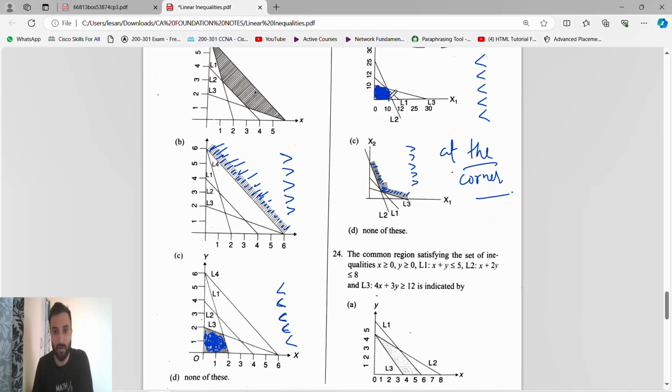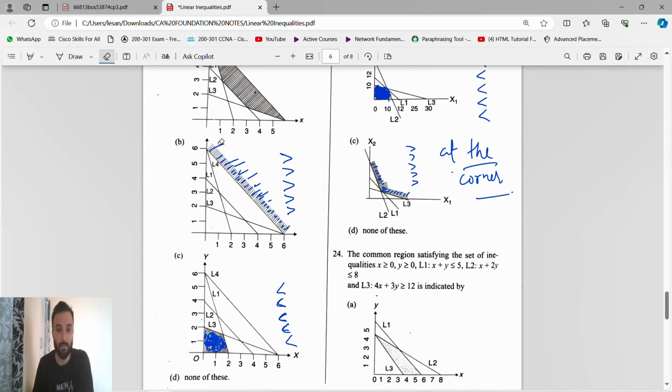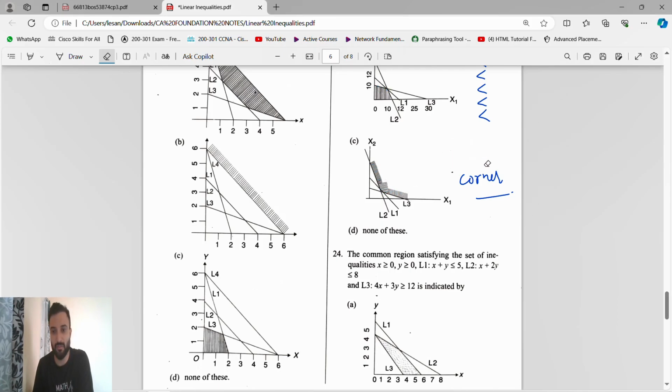See, at the corner, corner is the answer. If it is a mixed symbol, then we have to check. If it is mixed, we will be able to find whether it is going up or down. Like that, with greater than, equal to, we will get the common region. So this is the first thing.